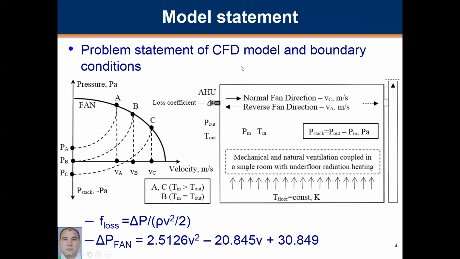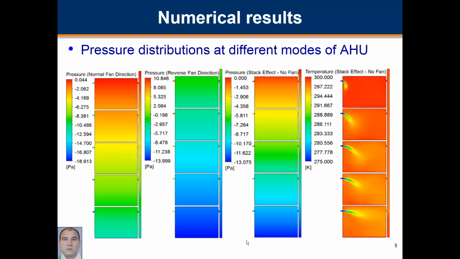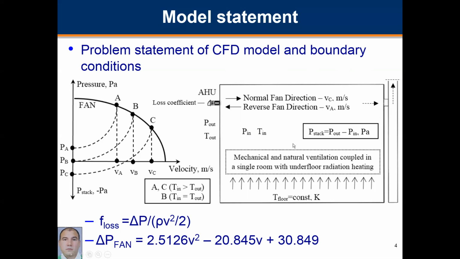Problem statement of the CFD model and boundary conditions. The model is steady-state and describes a 3D turbulent flow induced by mechanical and natural ventilation, coupled with underfloor radiation heating, which creates the stack pressure between outdoor and indoor pressure. The assumptions made for the model are that the air change rate by infiltration is zero, the values of atmospheric parameters are constant, and the wind velocity is zero.